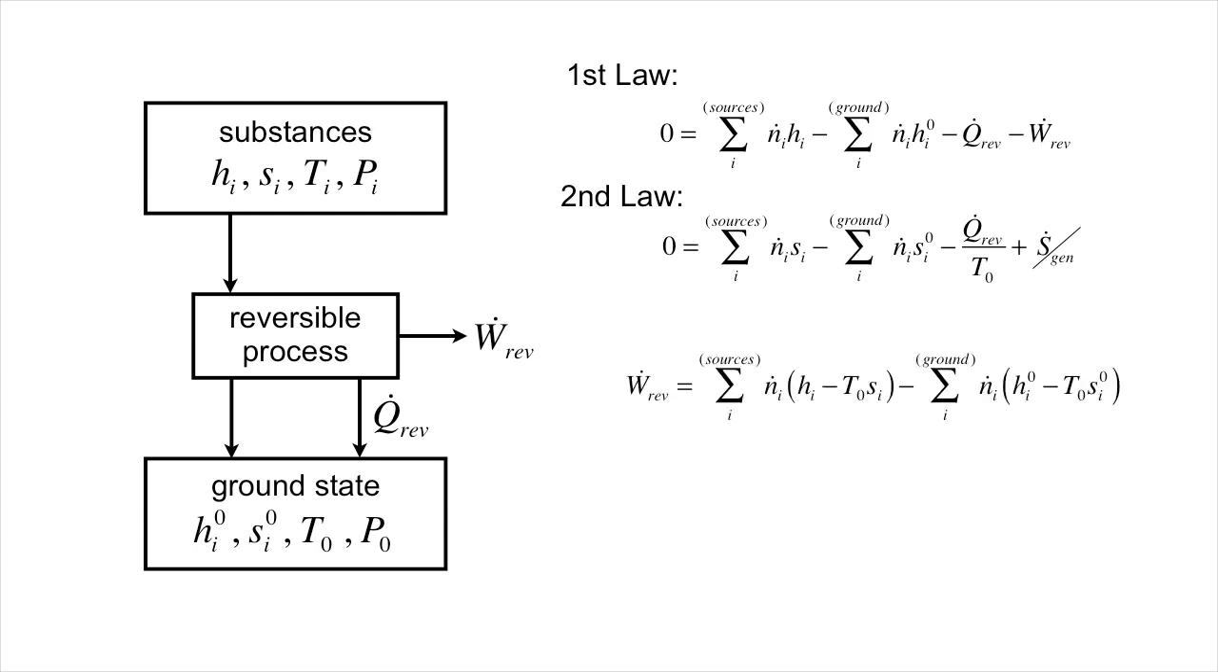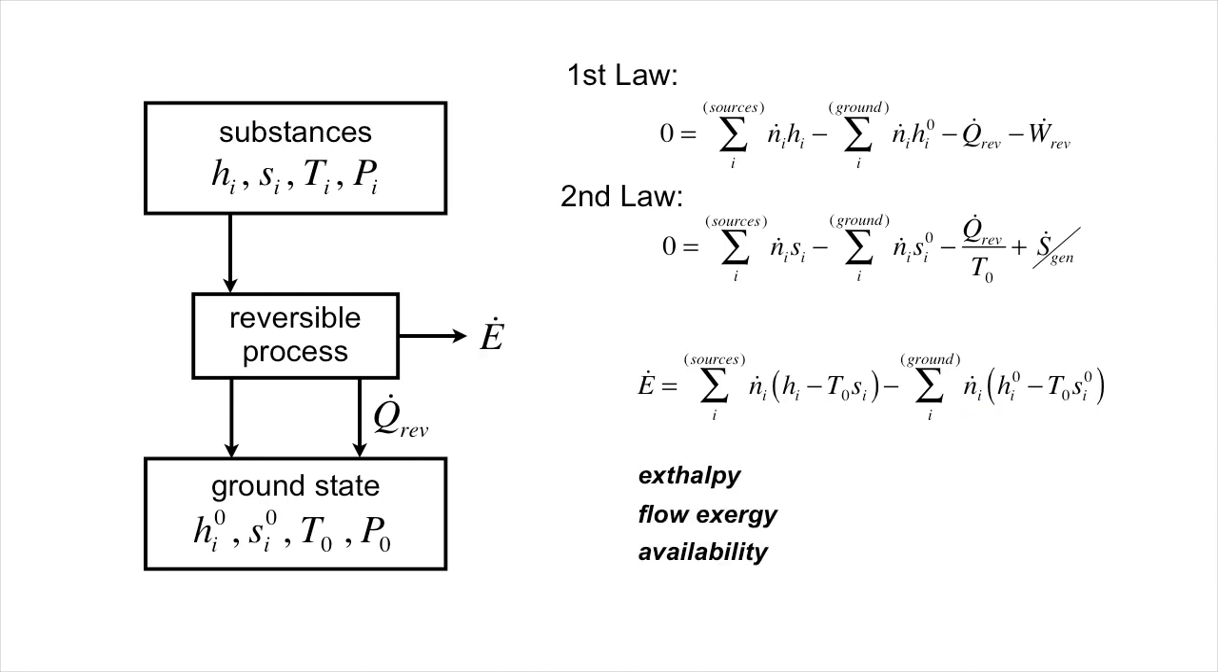Solving for Wrev, we find that the net reversible work will be given by the sum of n dot times H minus T0S for each substance entering the process, minus the sum of n dot times H0 minus T0S0 for each substance rejected to its environmental ground state. In process efficiency analysis, this maximum amount of reversible work that can be obtained from a source or stream is called the exthalpy of that source. Exthalpy has a few other equivalent names, including availability and flow exergy. These are the same thing.